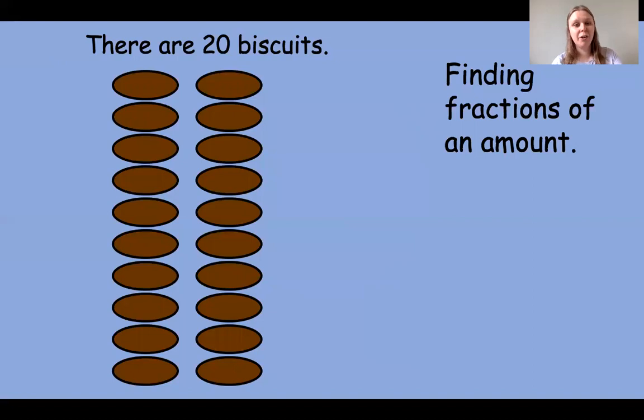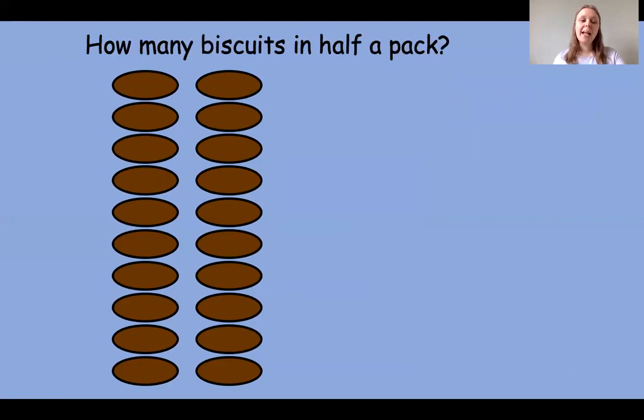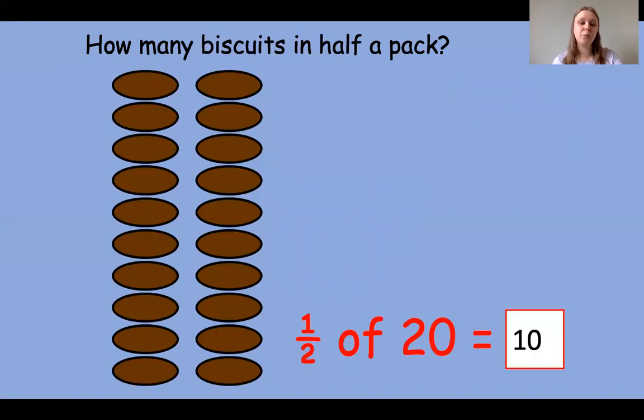Now we're going to have a look at finding fractions of an amount. So the amount that we have to start with is 20 biscuits. Can you tell me how many biscuits there would be in half a pack? So 1 pack is 20 biscuits. I want half a pack. Tell me how many that would be. Okay, we can see that half of 20 would be 10 because we have 10 and 10 here.